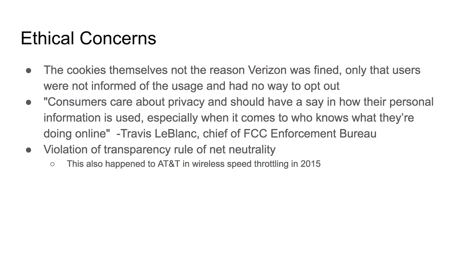And like I said before, this was a violation of the transparency rule of net neutrality, which basically says that people know where their information is going. Another famous time where this transparency rule was broken was in the 2015 wireless speed throttling case of AT&T, where they were slowing down the internet speeds of people who had unlimited wireless plans after a certain amount of data usage. And AT&T was actually fined $100 million for this. So obviously a lot of ethical concerns and things to think about in this case.